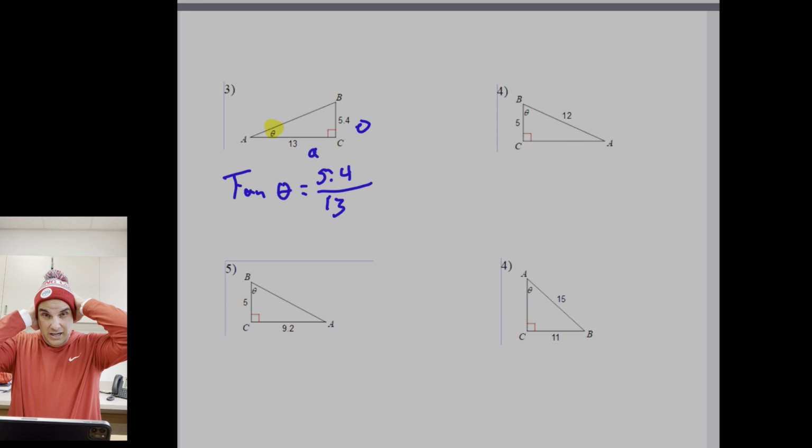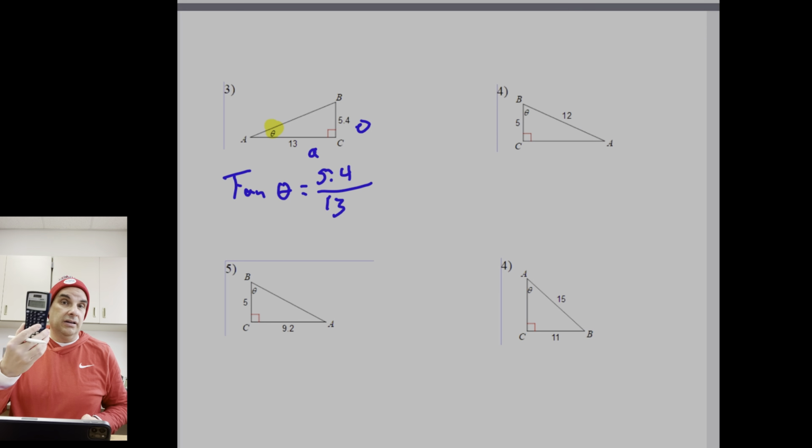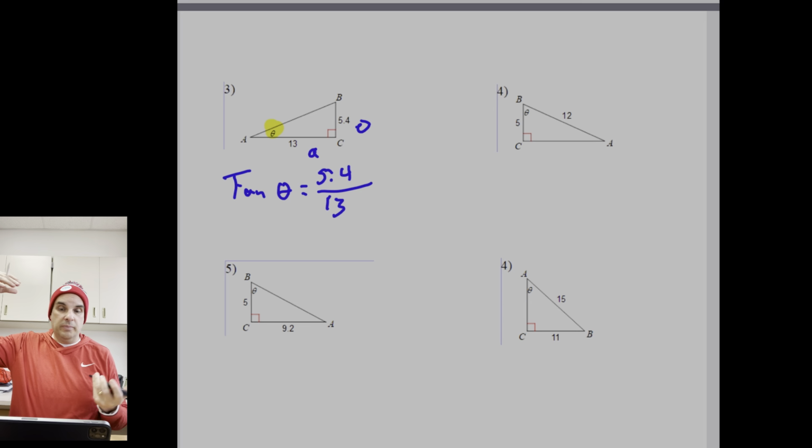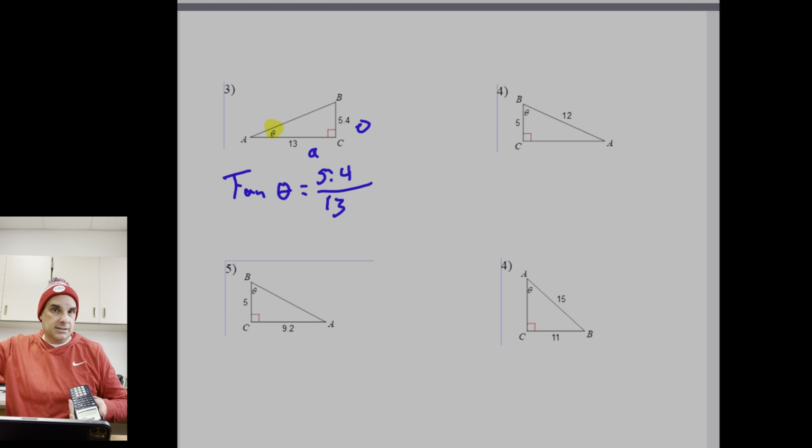Now since we're trying to find the measure of the angle, you need your calculator. This tangent ratio of 5.4 over 13, whatever that would reduce down to, is always going to create a certain measure of an angle, no matter how big or how small this thing is. If we made this 10.8 and 26, that's the same ratio. So it's going to create the same angle.